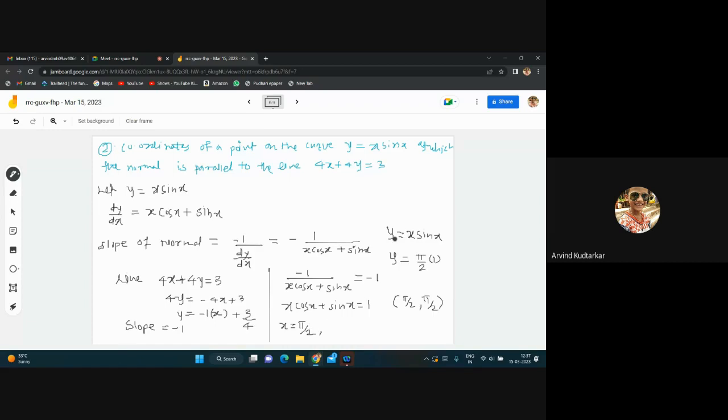Once you get x is pi by 2, that is the abscissa, we can get the ordinate from the equation of the curve. So y is x sin x, and in this equation we substitute the value of x. When you substitute x is pi by 2, sin pi by 2 will be 1. So x is pi by 2, y is pi by 2, and pi by 2, pi by 2 are the coordinates of the point on the curve y is x sin x. So this is the correct option.